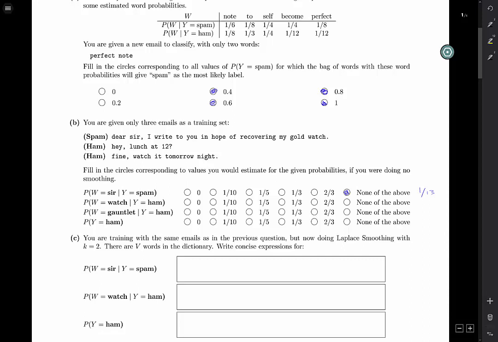Given y equals ham, how many watches are there? There is 1 watch. And how many words are ham? 1, 2, 3, 4, 5, 6, 7, 8, 9. So 1 out of 9. I don't see 1 out of 9, so none of the above. Given ham, how many gauntlets are there? There are none, so it's going to be 0. And what's the probability that y equals ham? There are 2 ham emails and 1 spam, so it's going to be 2 over 3.